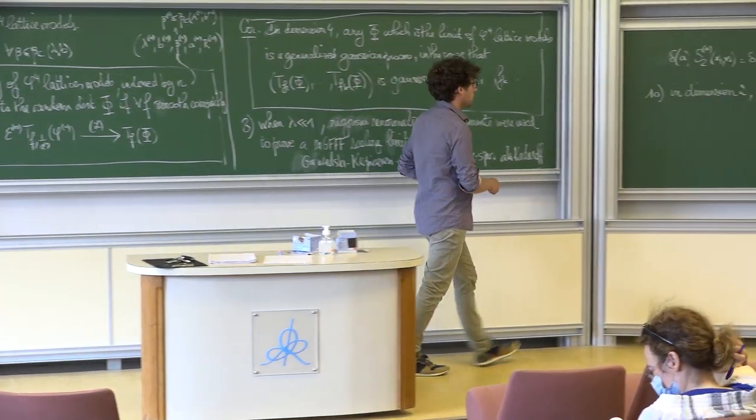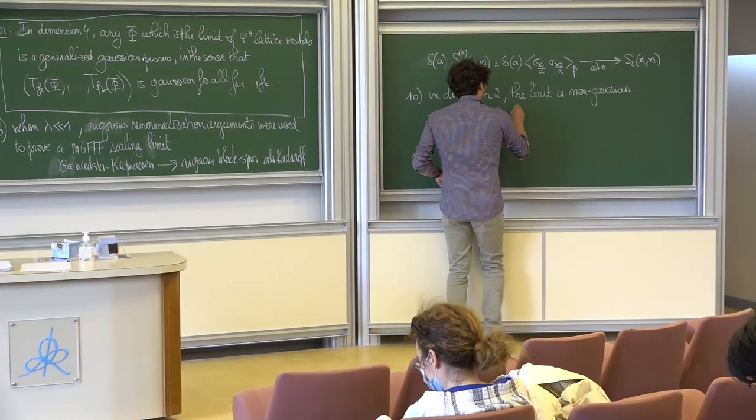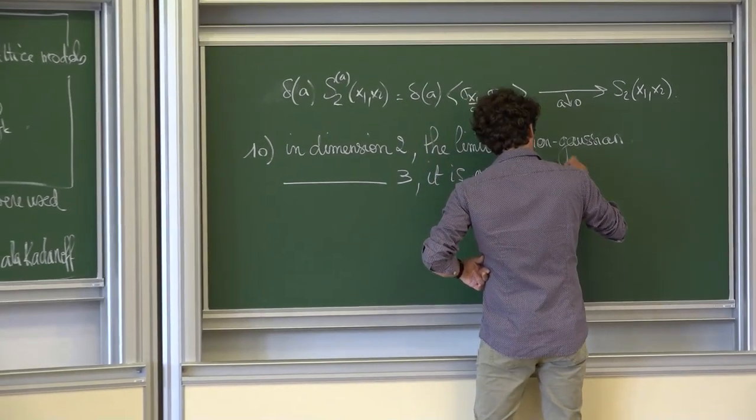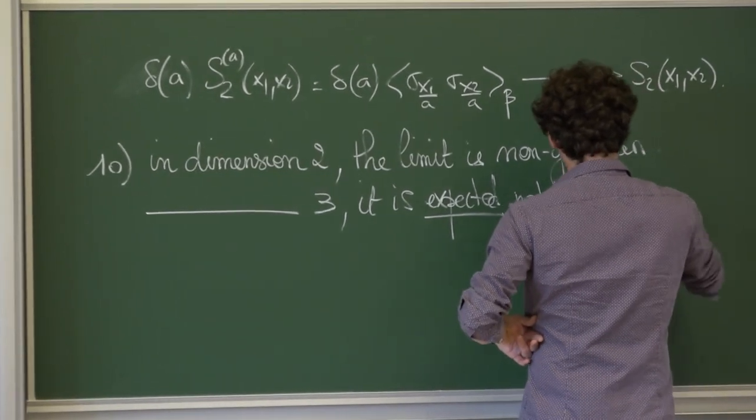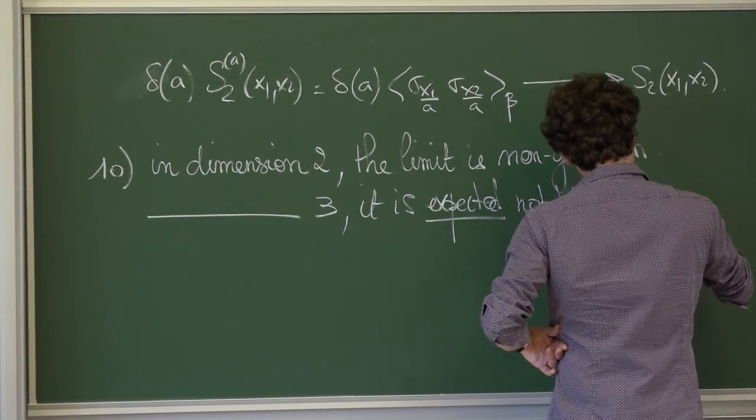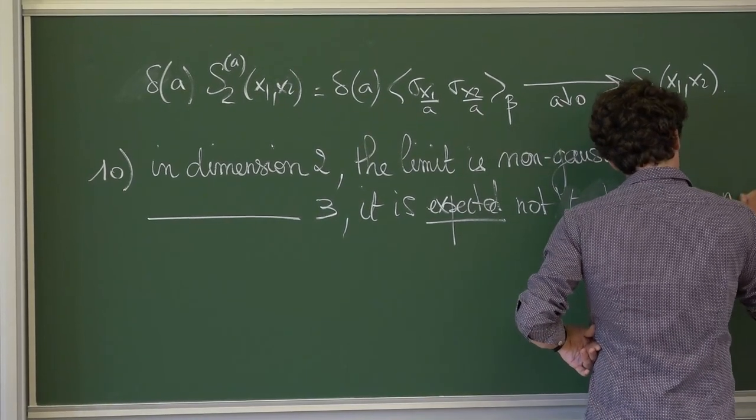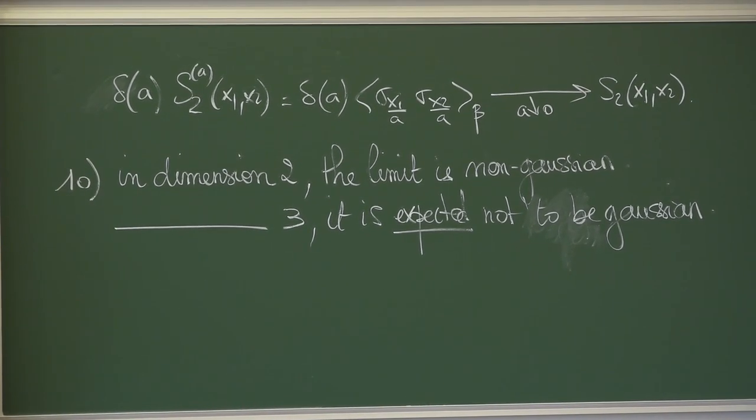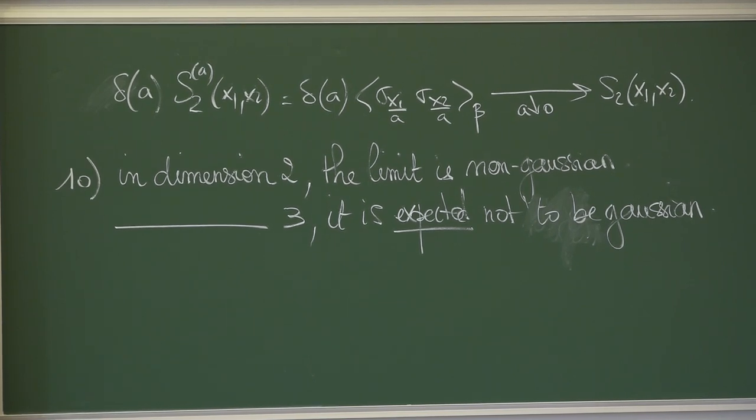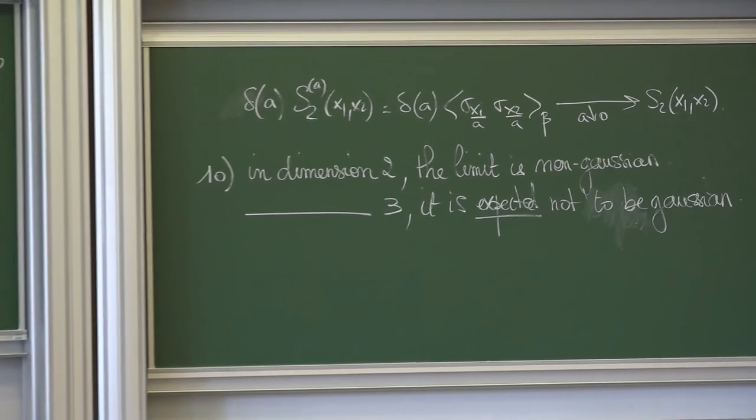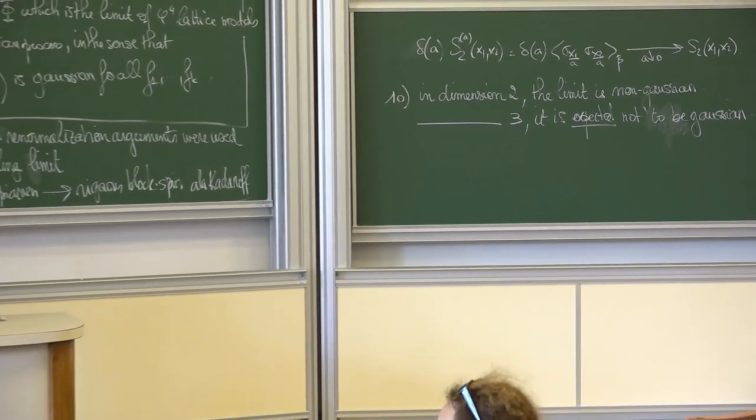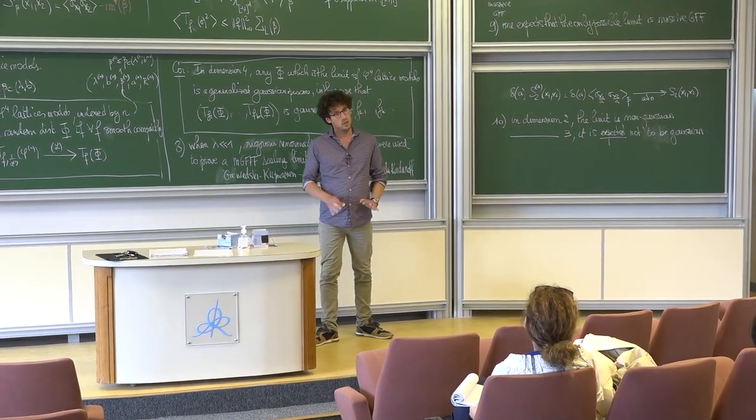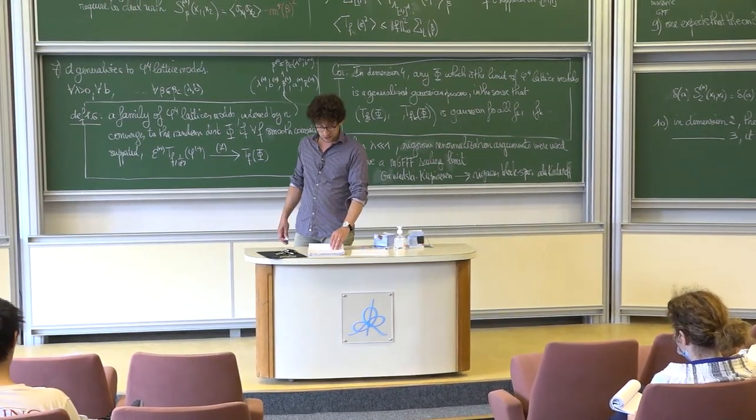And let me mention that in dimension 3, it is expected not to be Gaussian. But it's not known for the Ising model. So there is a nice paper by Slava Rychkov and his co-authors where they even quantify in some sense how non-Gaussian it is by looking at the Ursell four-point function. We will get to this quantity, maybe not today, but next week. But there is no rigorous proof at the discrete level that indeed you get something non-Gaussian.